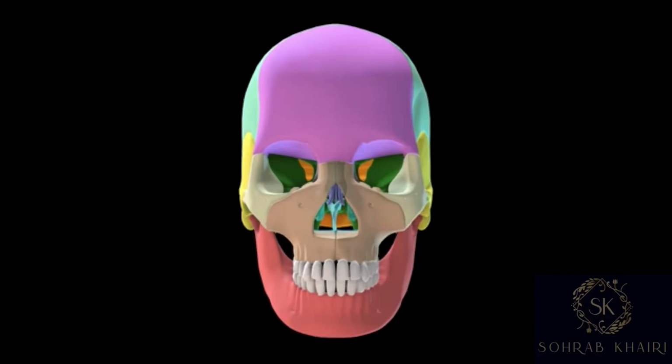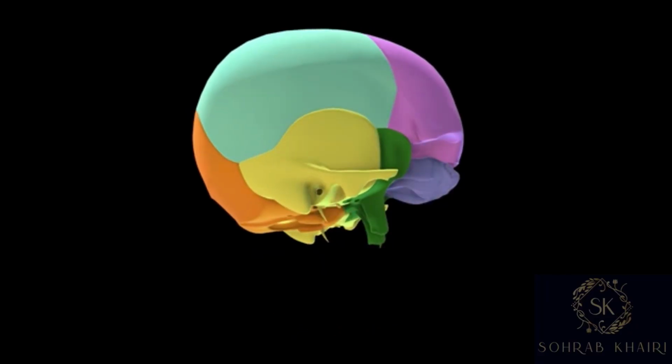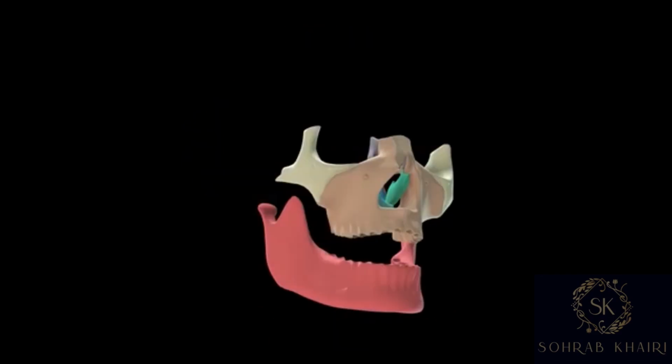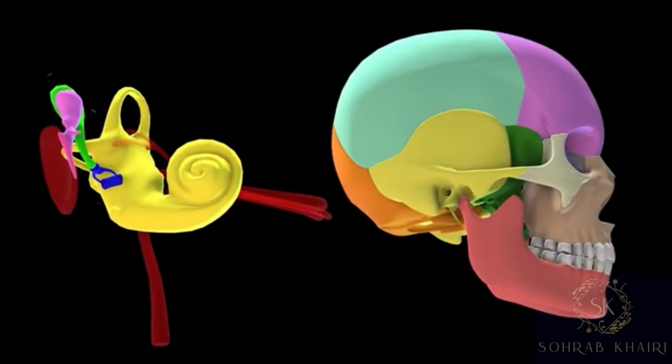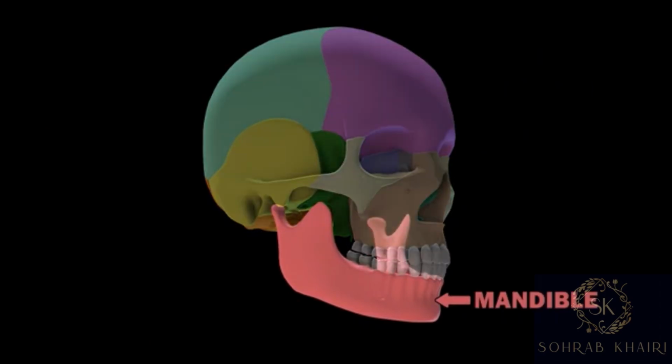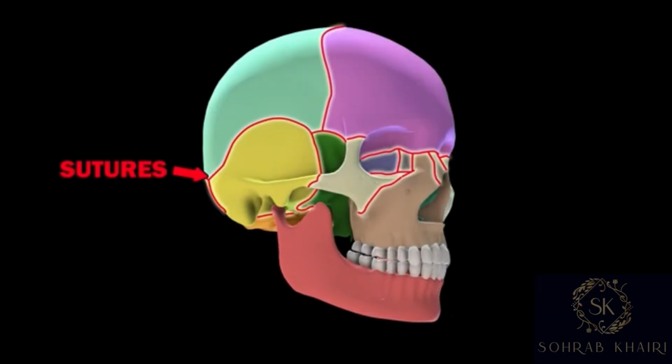The skull is made up of 22 different bones: 8 cranial bones that enclose your brain within the neurocranium, and 14 facial skeleton bones. There are also 6 ear bones. With the exception of the mandible, the bones of the skull are joined by sutures, which are a kind of joint that is synarthrodial. In other words, it can't move.